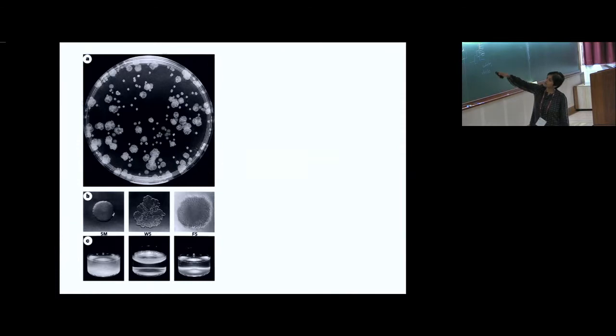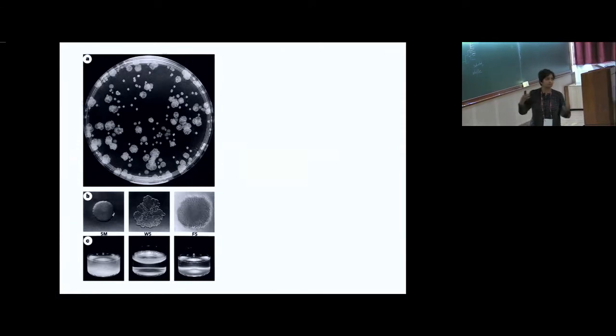So what they're showing here is when you take a beaker, which has nutrient medium, and seed it with this original Pseudomonas strain, which is called smooth, the colony on an agar plate formed by this ancestor is this nice smooth round colony.